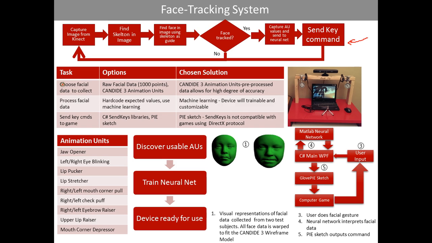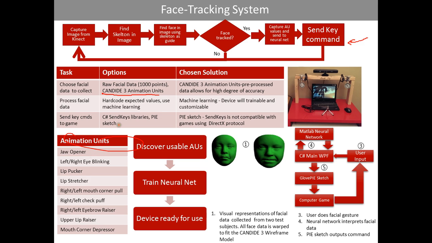I first had to choose which facial data I want to collect, and so I chose to track the Candide 3 animation units. You can see examples of the animation units here. These are actions that we might do every day, such as smiling or opening our mouth or blinking. These animation units exhibit high reliability, and the data from them I found is not very noisy, which makes them better for face tracking.